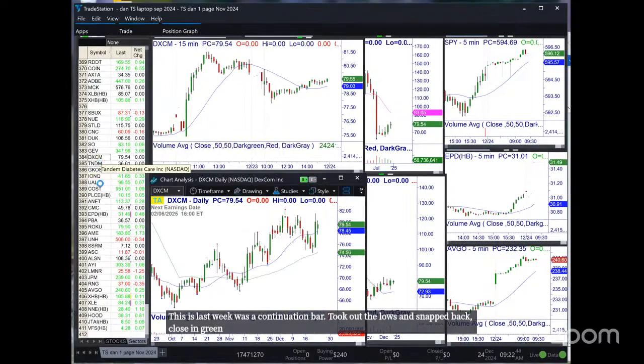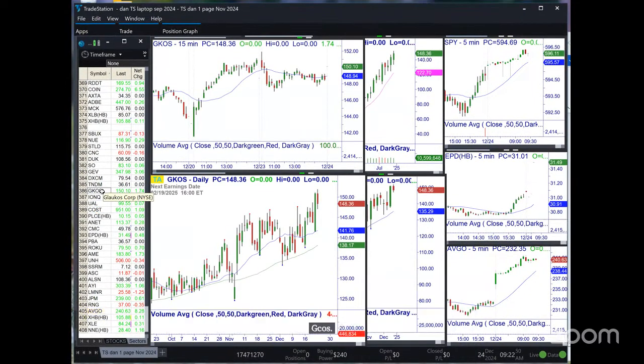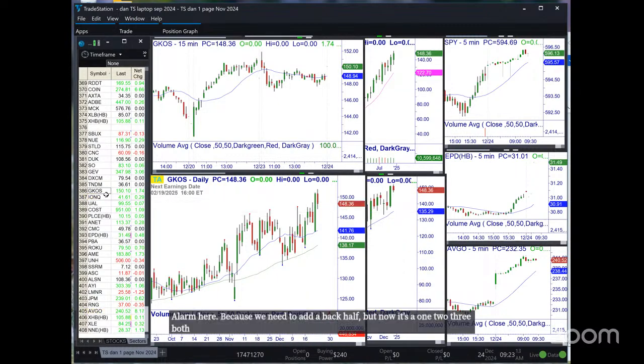Tandem, I mentioned GCOS. We entered a put spread yesterday. Oh no, I'm confusing it. We bought a half lot. Let me set up an alarm here because we need to add a back half, but now it's a 1, 2, 3, both daily and weekly.